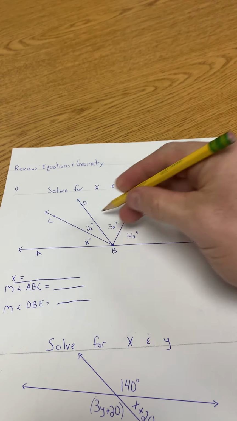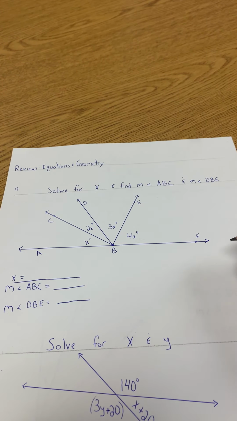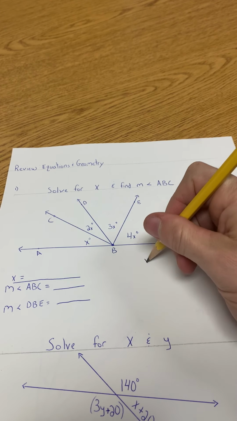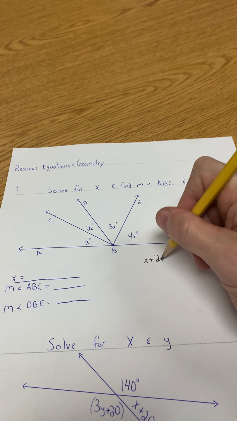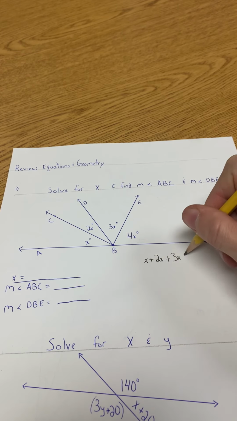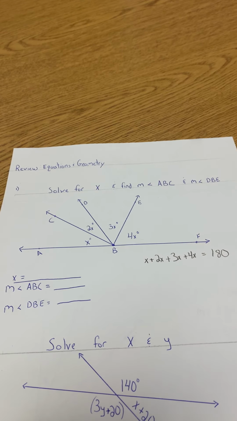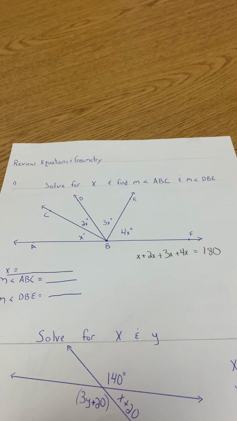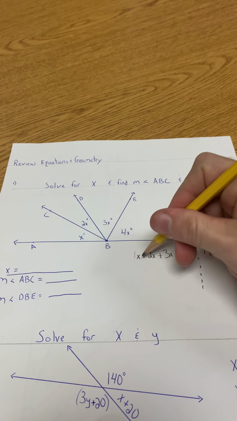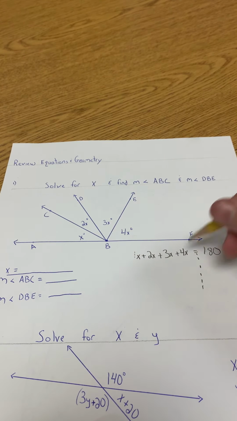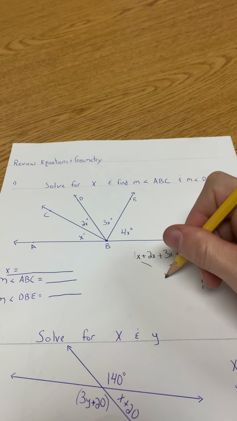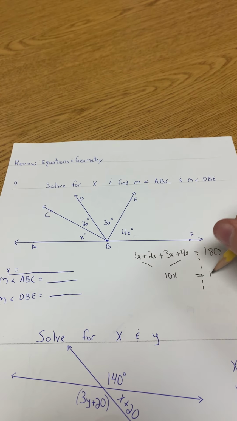Therefore, all of these angles add up to, or have a sum of, 180. x plus 2x plus 3x plus 4x equals 180. So now that I have that information, I can solve my equation. Remember, you are now allowed to use calculators, so if you need help with this, that's fine. x is really that imaginary 1. So 1 plus 2 is 3, plus 3 is 6, plus 4 is 10. So now I have 10x equals 180.